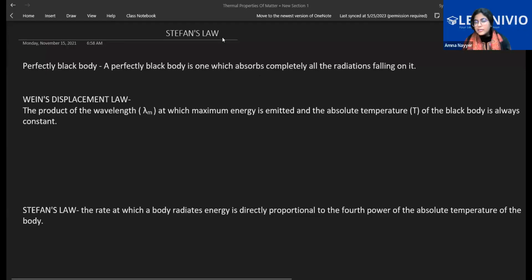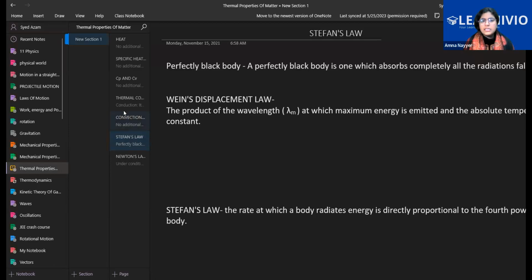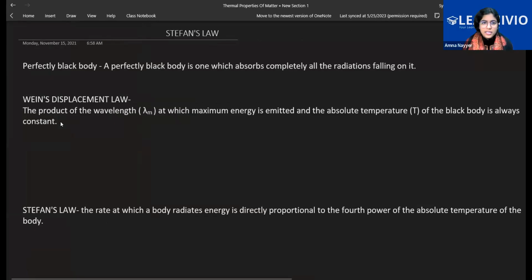Okay, class. So in the last class, we were completing this thermal properties of matter. So let us just end this topic. Conduction, convection, and radiation were the points that we discussed in the last class. Now we have to complete the Stefan's law and the Wien's displacement law.